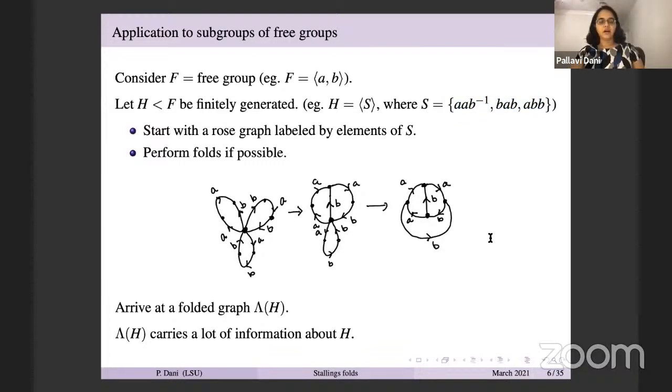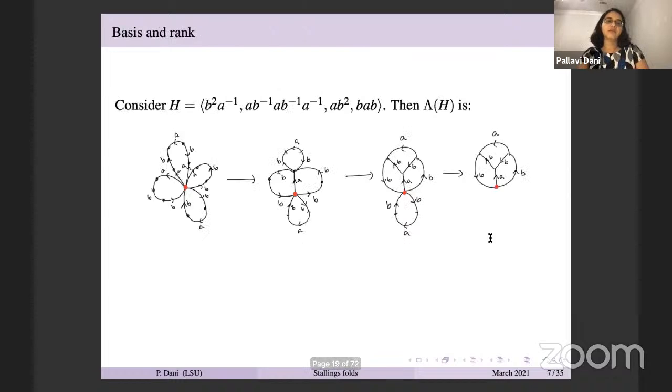Right. And actually, the number of vertices is going to play a role later on. So we'll see in a minute how that affects things at the end. Okay, so anyway, this lambda H carries a lot of information about H. And so it can be, for example, used to answer some of the questions that I was talking about earlier. So I'm going to illustrate a couple of them here.